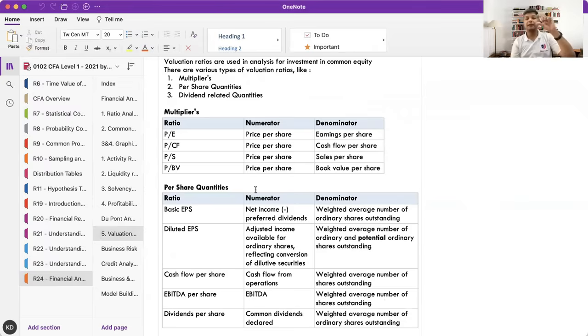They are multipliers, which help in relative valuation. So when they say price earnings, you will take price divided by earnings per share. Everything is per share.